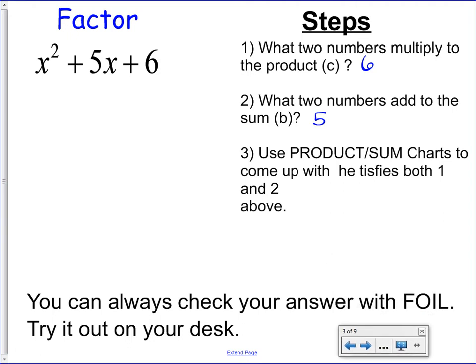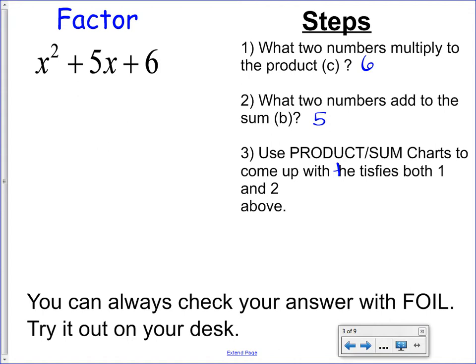So it says here, use the product sum chart to come up with the two, I don't know what that was supposed to say. What does it say on yours? That's a big typo. I have no idea. I'm team teaching this with another teacher, and he made this note. Use the product sum chart to come up with the Okay, we're just going to ignore step 3 right now.